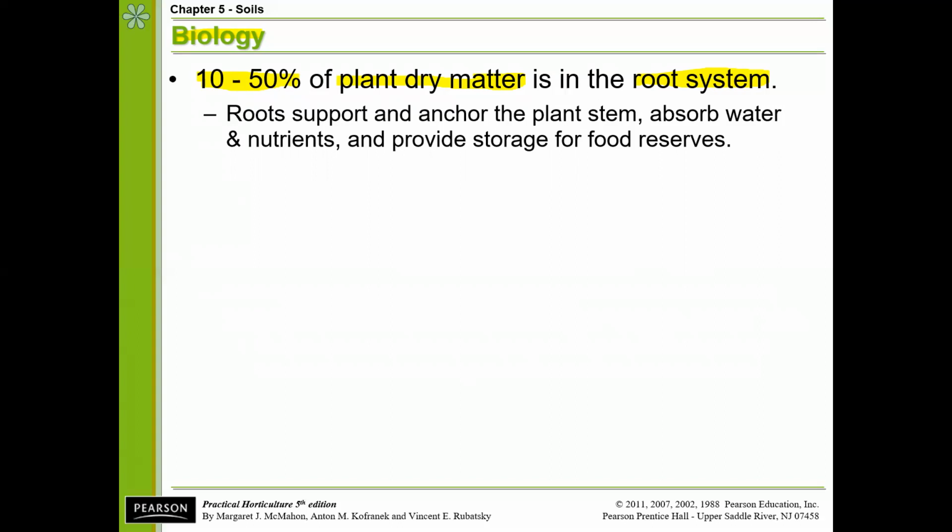So those roots, of course, are there to support and anchor the plant, as well as absorbing water and nutrients. And in some cases, for some of our crops, they are providing food reserves, a form of storage for the plants. Like in my sweet potato example, that's what that plant is doing. It's storing its energy in that root mass. So with different weather, as those roots die, they become organic matter, become part of the soil themselves.